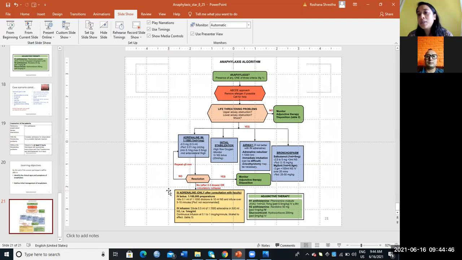We should be very vigilant and we should be very fast in our treatment, especially IM adrenaline should be given instantly. There is no side effect of IM adrenaline, even in old age or even for those who have heart disease or anything.